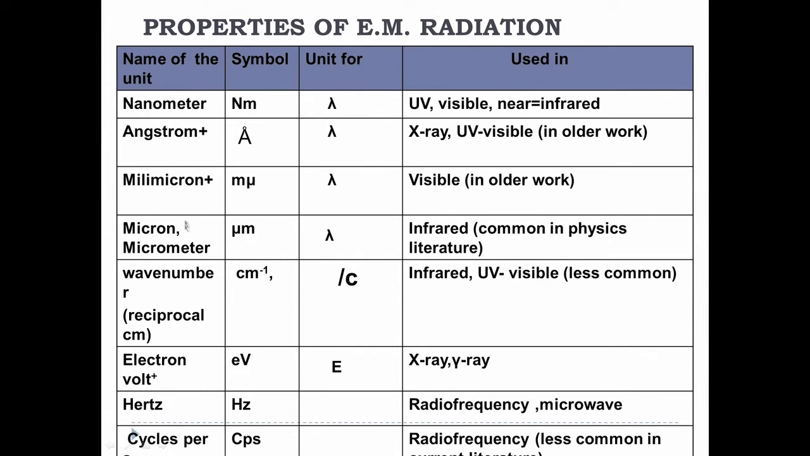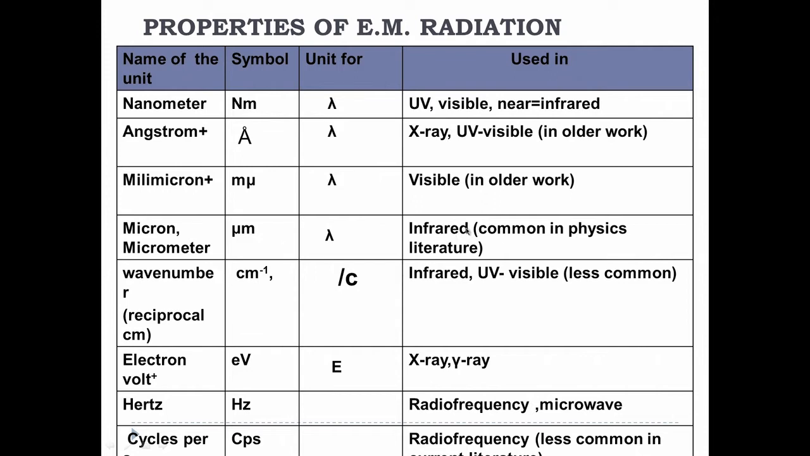So, on the left side I have the distance, then units and symbols, and where it is used. Here on the left side I have nanometer, the symbol is nm, and the quantity is wavelength, represented as lambda. It is used in UV, visible and near infrared. Then I have angstrom units, and it is also a measure of wavelength. Then I have millimicron, that is also wavelength. Micron is micron, and millimeter is again a length, but it is more useful in infrared.